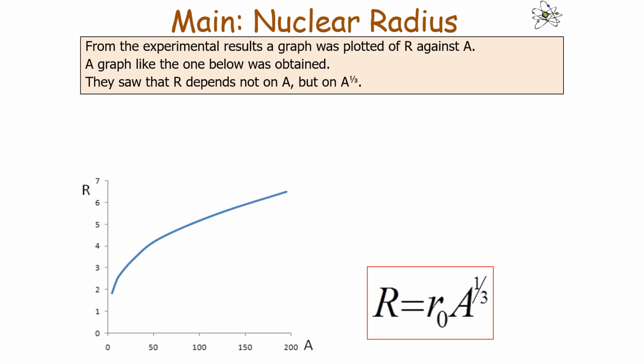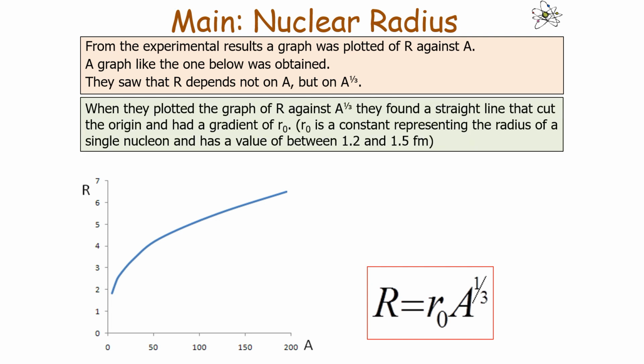Now we can also look at our graph of R against A. So for the experimental results we can see a graph of R against A plotted like the one below, and this shows us that R does not depend on A but rather A to the power of a third. So when they plotted the graph of R against A to the power of a third, they found a straight line that cut through the origin and had a gradient of R0. Now R0, by the way, is a constant representing the radius of a single nucleon and has a value on average between 1.2 and 1.5 femtometers.